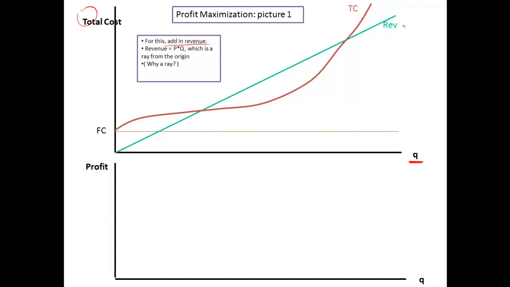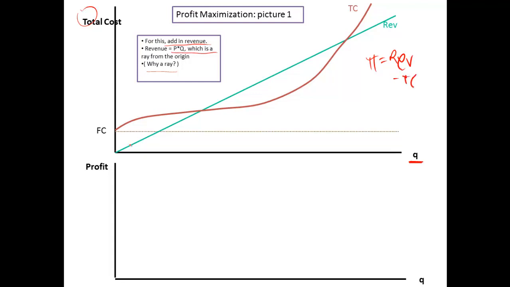So revenue is this green line, and revenue for a competitive firm is just P times Q, just a ray from the origin. Now, why is it a ray? Well, it's a ray because P is fixed for the competitive firm, as we've been saying. So it's just a constant P times Q, and so it just comes out of the origin with a constant slope of P. Anyways, we can see profits in this picture. Profits are equal to revenue minus TC, minus costs.